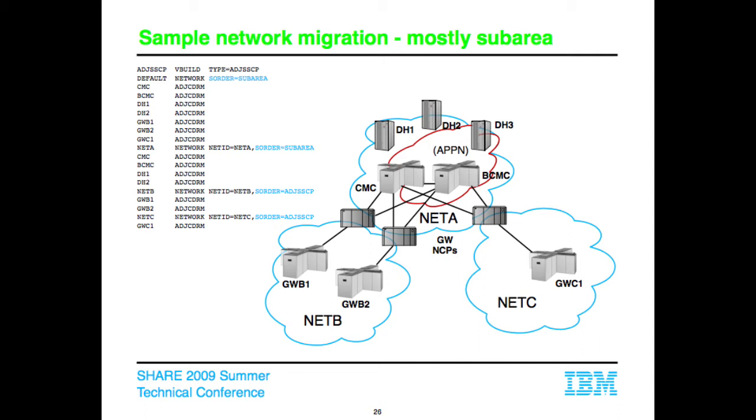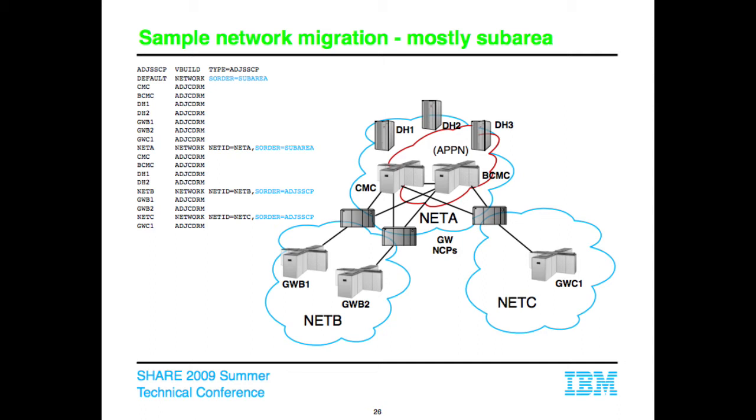On my net B and my net C tables, I actually code S order equals adjacent SSCP, and I do not code an IST APN CP entry in them, which means at this stage in the migration, if I know I'm looking for a net C resource, I am not going to do any APPN searching, I'm only going to do subarea searching.